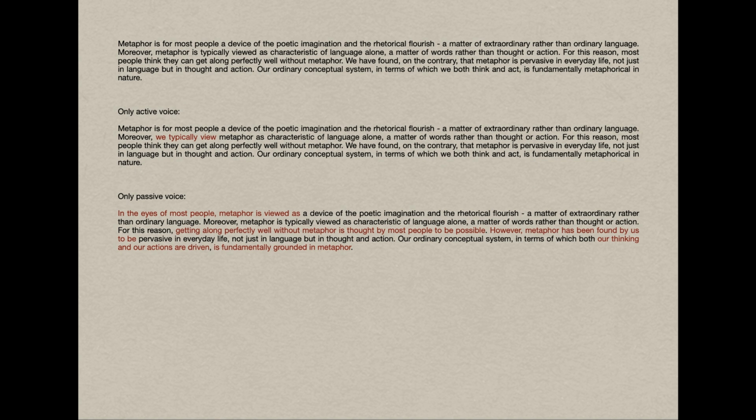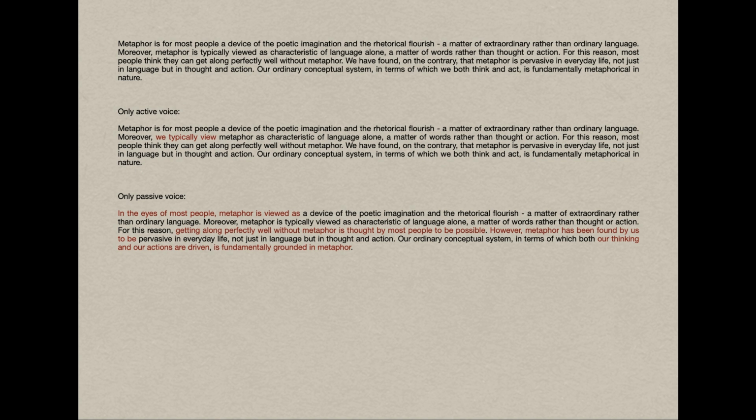It's pretty stilted, but anyway, that's an option. Or in the last sentence, we have "in terms of which we both think and act." To turn that into passive voice, we could say "in terms of which both our thoughts and actions are driven," or something like that. You get the idea.